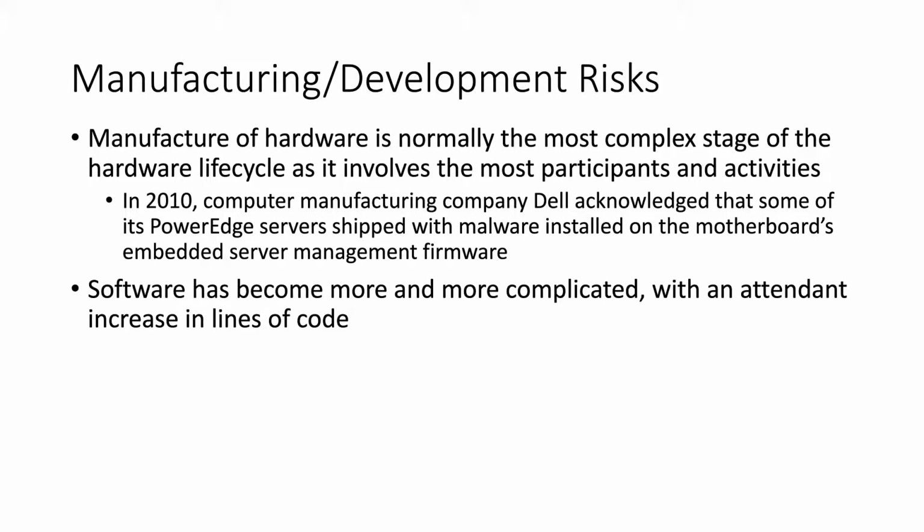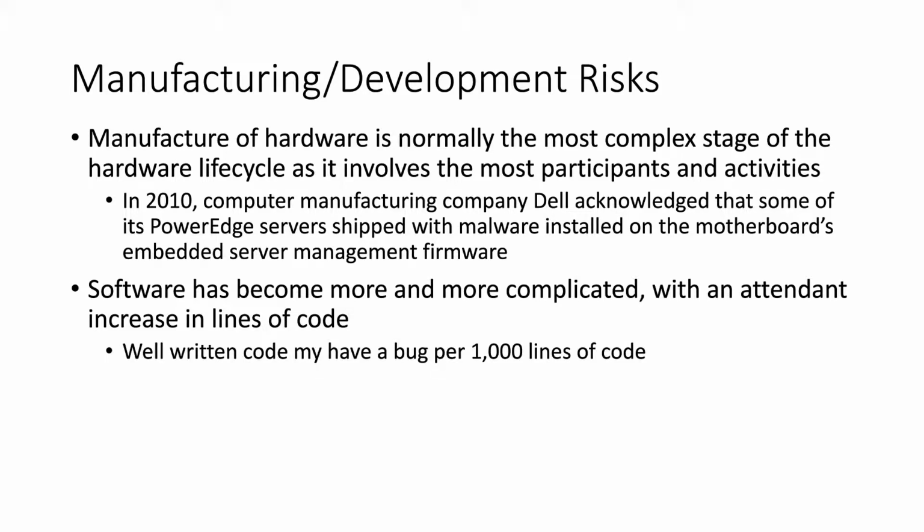Also, software has become more and more complicated, and there's been an intended increase in the lines of code. Well-written code, it has been suggested, may have one bug per 1,000 lines of code. Okay, so what is well-written code? One might guess that there's very little well-written code. Let's think about the Microsoft Windows operating system. How often do you get updates? I believe it's every second Tuesday of the month.